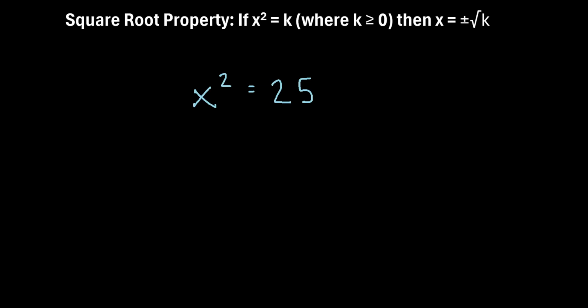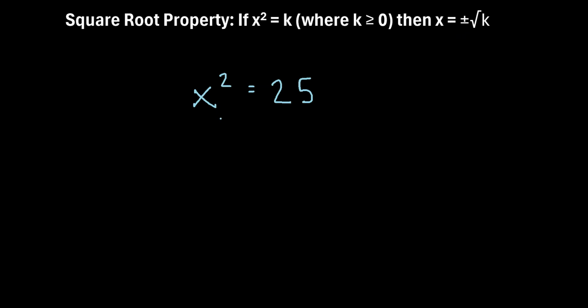In this video, we will talk about how to solve quadratic equations using the square root property. The square root property says that if you have some number x, and if x squared is equal to k, where k is greater than or equal to 0, then x must be equal to plus or minus the square root of k. So let's check out a few examples of how we can solve quadratic equations by using this property.